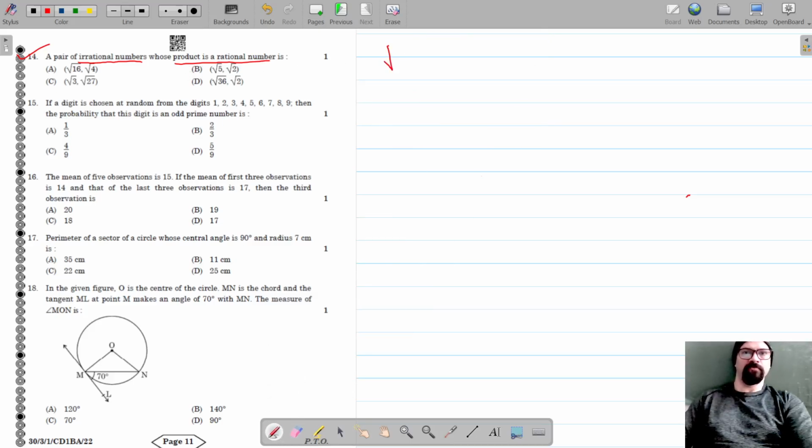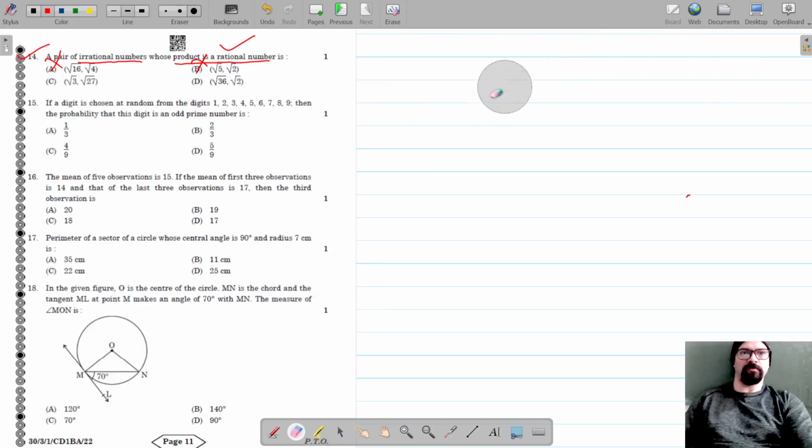For B, root 5 is irrational, root 2 is irrational. If we multiply them, root 5 into root 2 is root 10, and this is irrational, but the product has to be rational. So this is also not the option. So A and B are out.